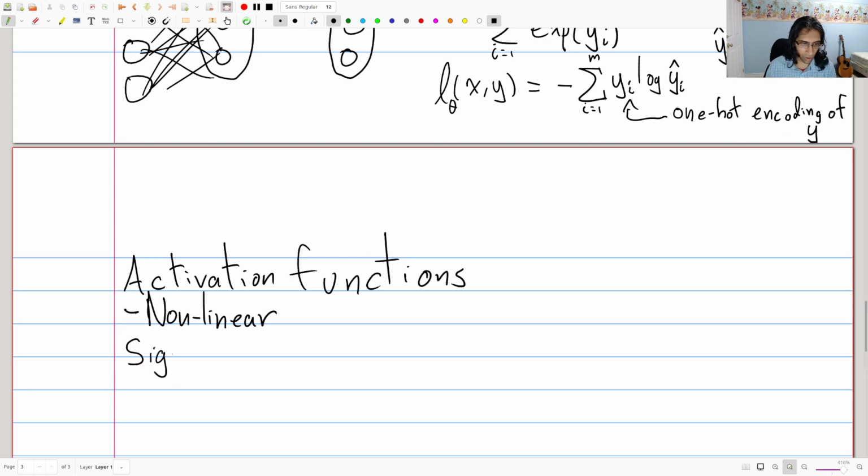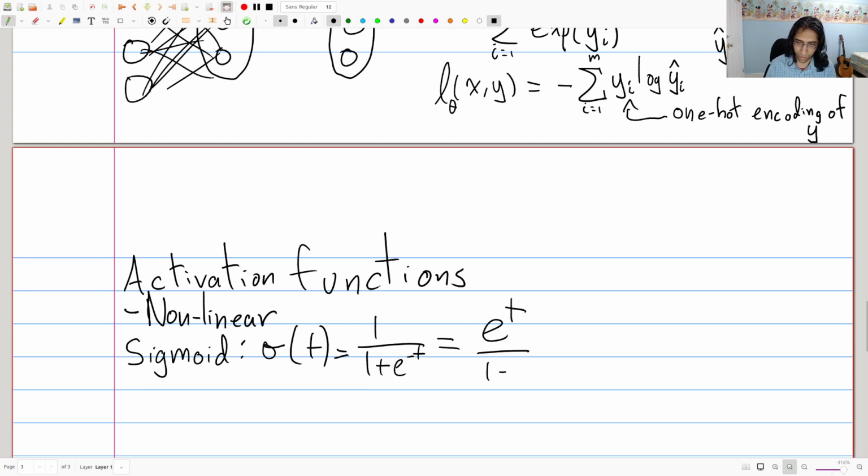And I've already shown you two of the best known nonlinearities. One is called sigmoid, which you've already seen, and we'll recall that sigma of t is equal to 1 over 1 plus e to the minus t, which is also equal, if you write it a different way, to e to the t over 1 plus e to the t. So while this is used as the last layer in a logistic regression, it's also an activation function which we sometimes use in the middle.